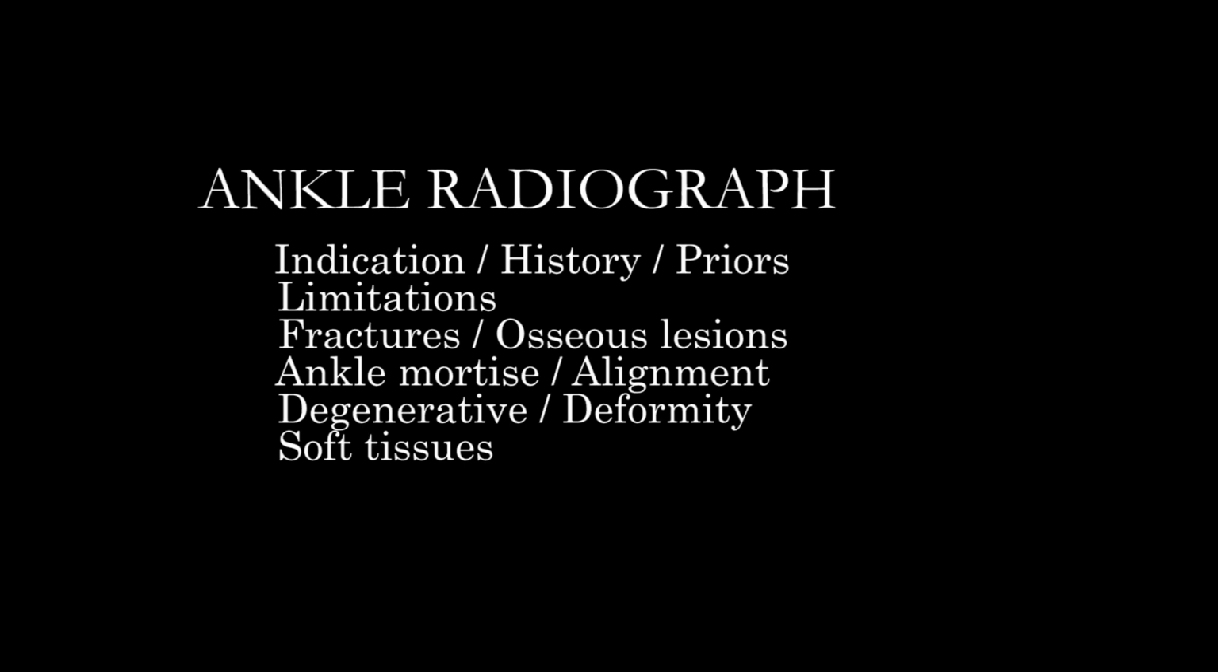to the ankle. In summary, you want to get a good understanding of what's going on with the patient, take a look at any limitations, and then we're going to go through each view very carefully, looking for subtle fracture or abnormality, looking for malalignment at the mortise, at the syndesmosis, and then looking for any sort of underlying degeneration or deformity, and then finally looking for effusion and other abnormalities in the soft tissues.